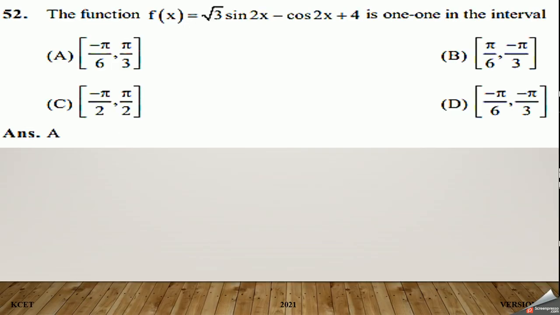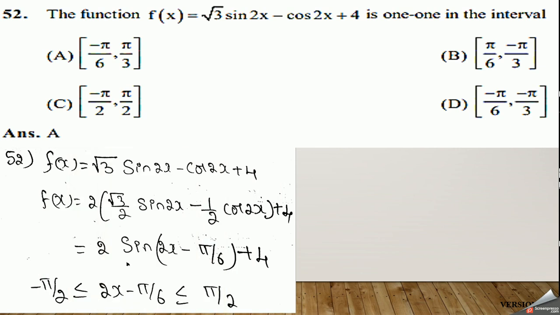Coming to this, to check in which interval the function is 1 1. Already they have told that the function is 1 1. You are going to check in which interval the function is 1 1. As I see root 3 here, what I'll do is I'll multiply and divide by 2 for the first two terms. I can reduce this to the formula. I have here root 3 by 2 sine 2x minus 1 by 2 cos 2x. This is of the form sine of a minus b, sine a cos b minus cos a sine b. Here I'm going to get sine of 2x minus pi by 6.